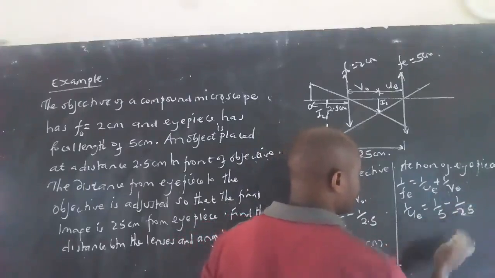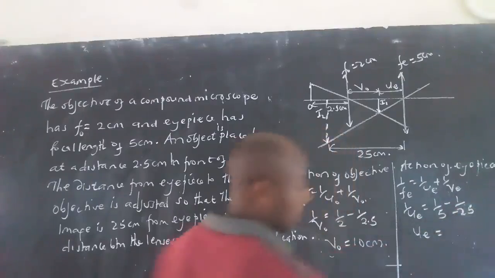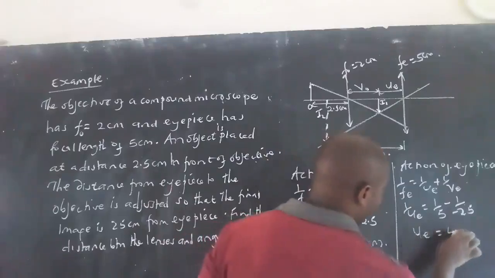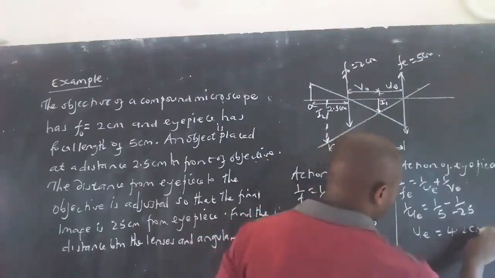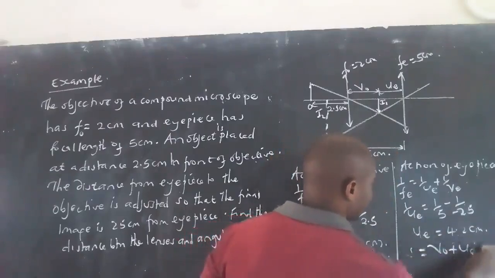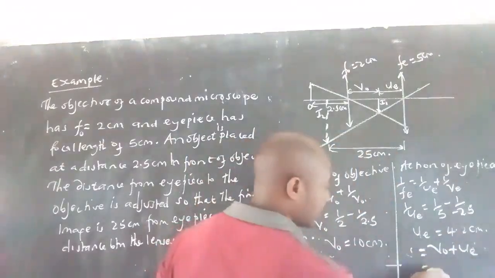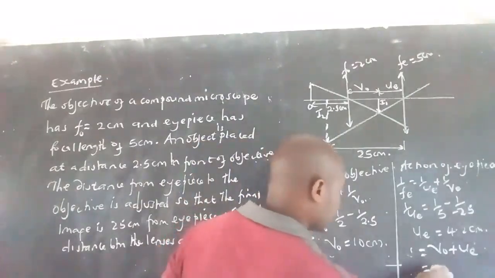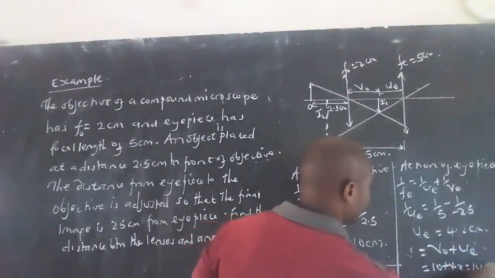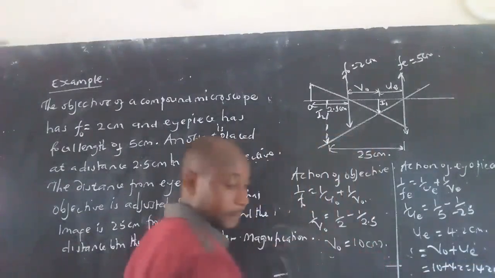Okay? So here we shall be able to get our UE as 4.2 centimeters. Separation is equal to V0 plus UE. So you substitute, which gives us 10 plus 4.2, which is 14.2 centimeters.